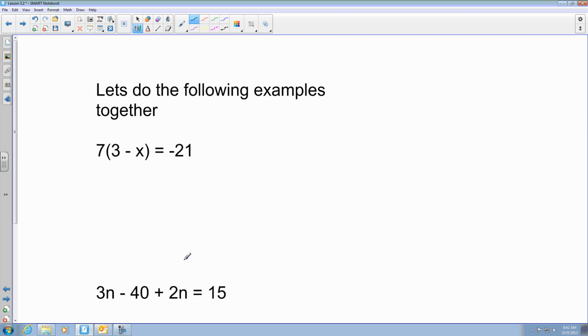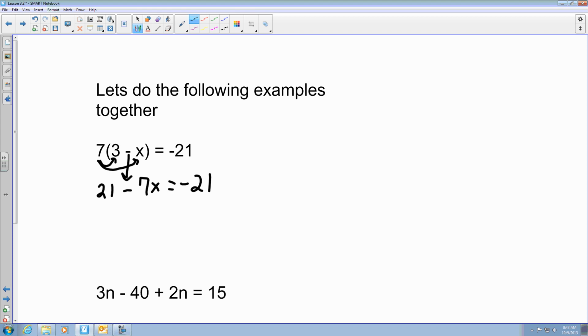So if we look at these examples, I have 7 times the quantity of 3 minus x equals a negative 21. So here I'm going to again use the distributive property. So I got 7 times 3, which gives me 21. I'm going to put this minus sign right here, and then 7 times x is going to give me 7x equals a negative 21.